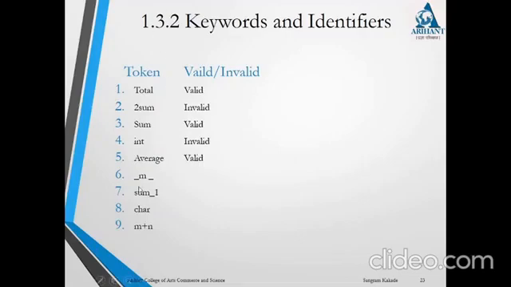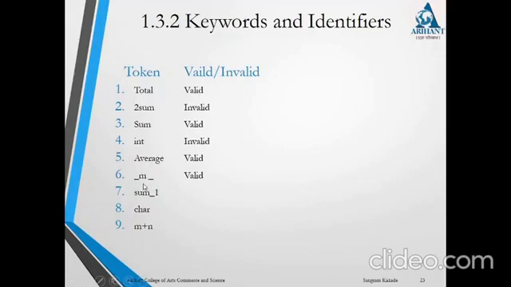Sixth is underscore m underscore. It follows most of the rules and is valid. Even though it is valid, I would suggest not using such a variable because it doesn't have any meaning, and you cannot tell what the variable is declared for. So even though it is valid, I insist you not use such variables.